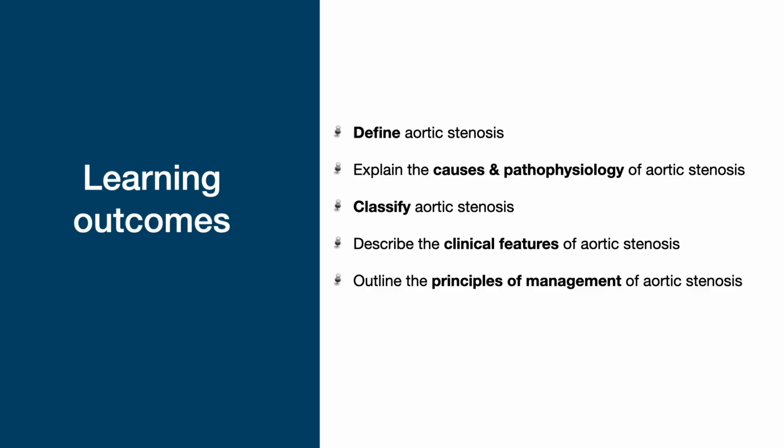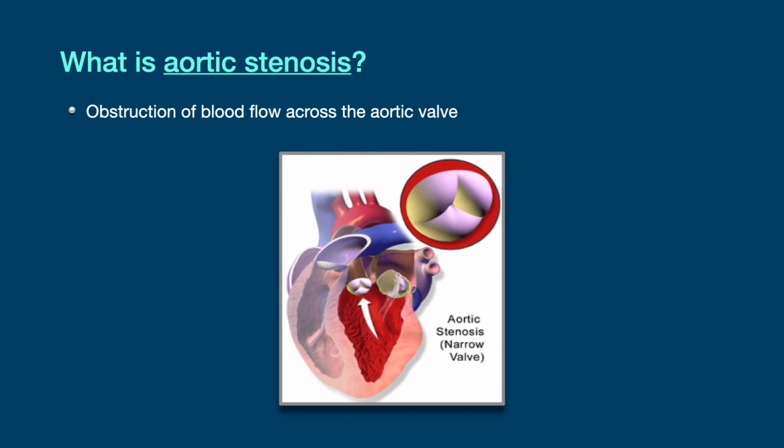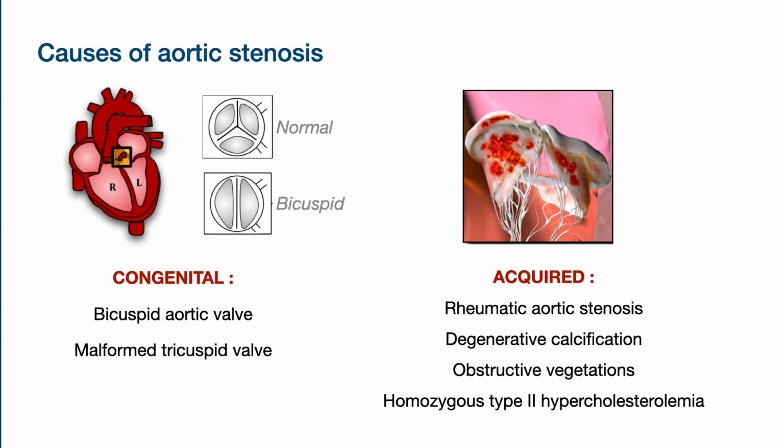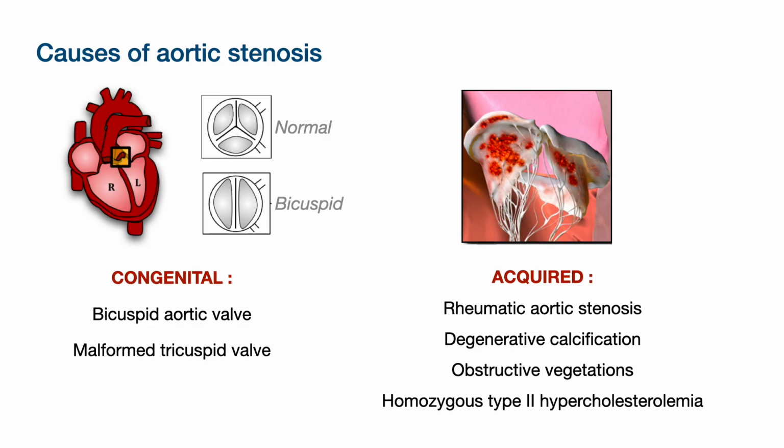Let's get started. So what is aortic stenosis? Aortic stenosis is the obstruction of blood flow across the aortic valve due to the narrowing of the valve lumen. Similar to other valvular heart diseases, think about possible congenital and acquired causes of aortic stenosis. Among the congenital causes are bicuspid aortic valve and malformed tricuspid valve.